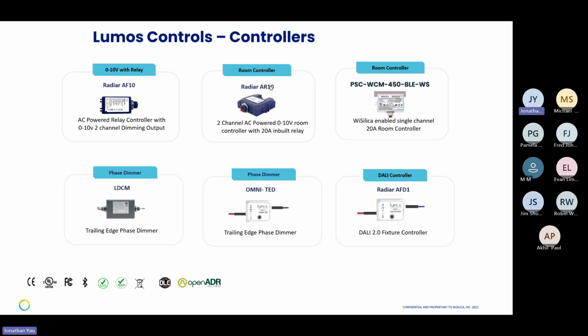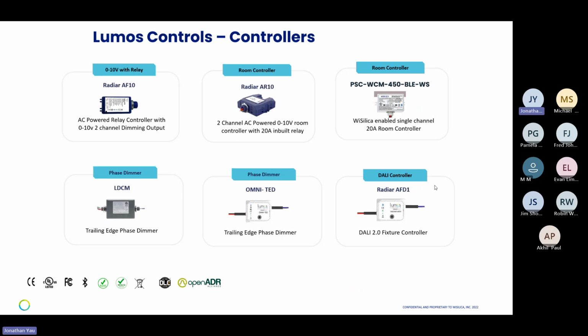We have our room controllers over here. They are both a room controller in that they can control LEDs up to 16 amps, and they can also act as a plug load controller that turns on and off your plugs with a 20 amp relay inside. So they can do both at the same time. We also have our phase dimmers, our OmniTED, which can go up to 125 watts at 120 volts. And we do offer an LDCM phase dimmer that can go up to 450 watts at 120 volts.